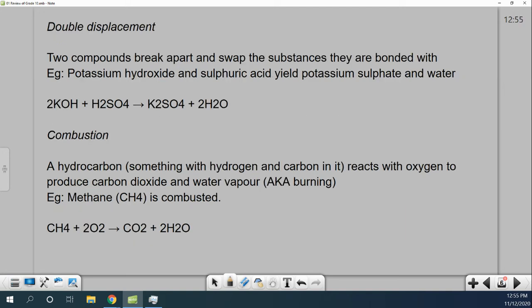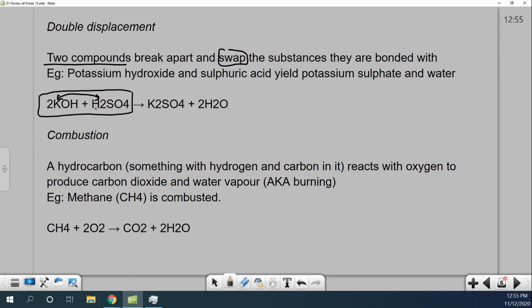Double displacement, same idea, but now it's 2 compounds forming 2 new compounds. So again, the big thing is a swap. So you got 2 compounds, so they're both going to have a positive side and a negative side. And so the easiest way is to pick one and swap them. I prefer to do the positive side. So if I was going to do this swap, I say, okay, this is what I've got. I'm going to change my potassium and my hydrogen. That's all I got to do.